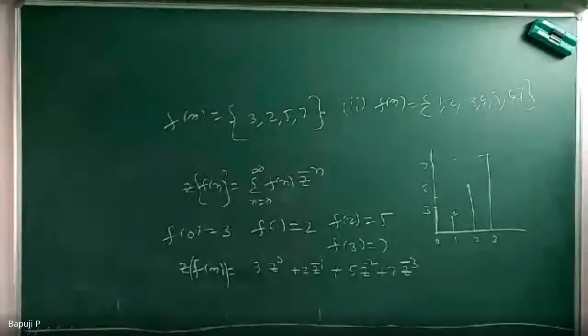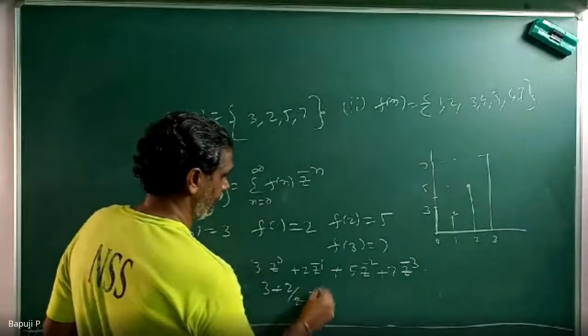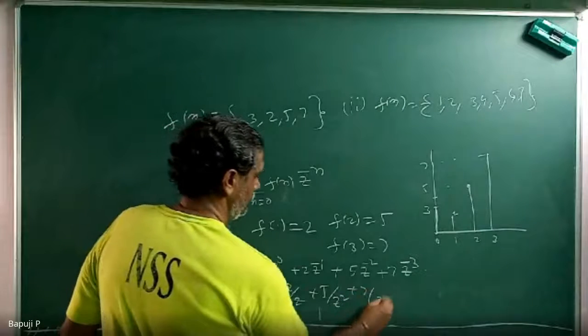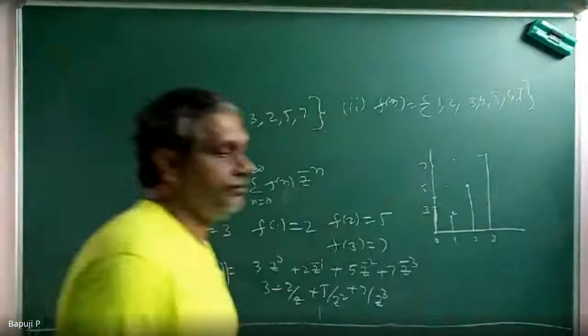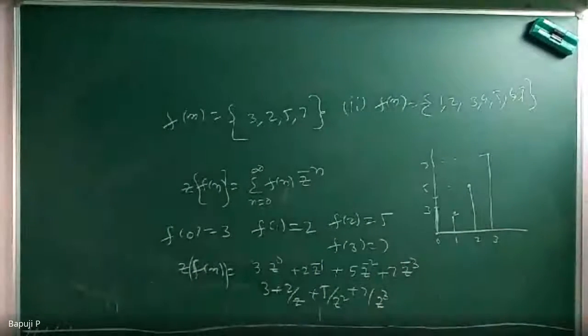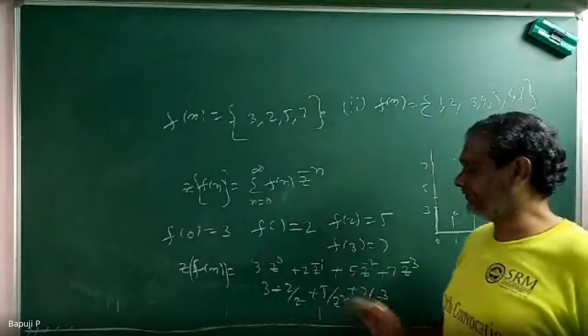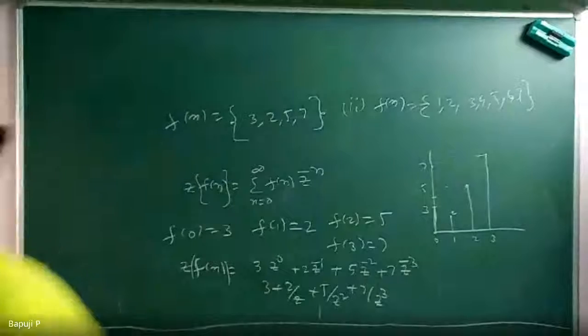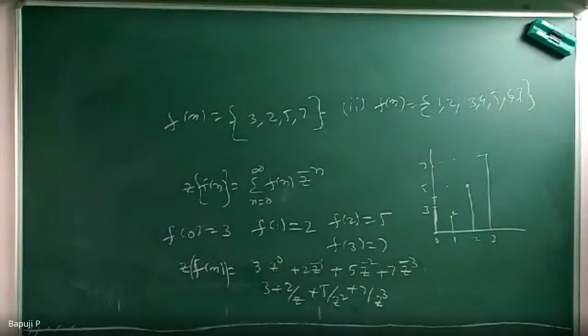Then where does it converge? If you take these values, what do we get? 2 plus 2 by z. So this whole sequence, where is it valid? The region of convergence, ROC, they will ask. So what is the region of convergence? At what point can I not define this function? Z is equal to 0. Very good. So other than z equal to 0, everywhere this function converges.